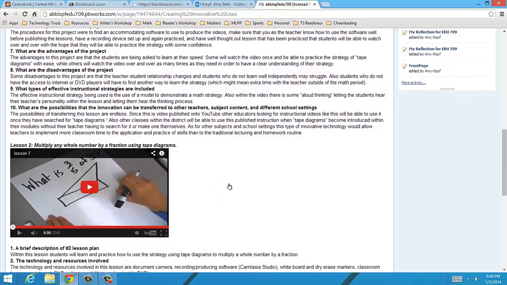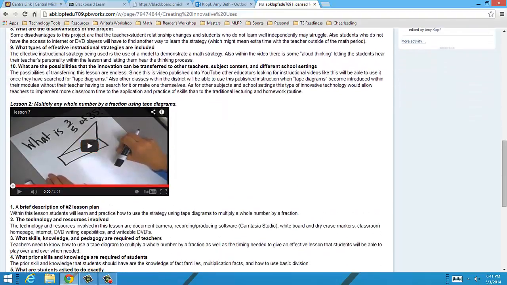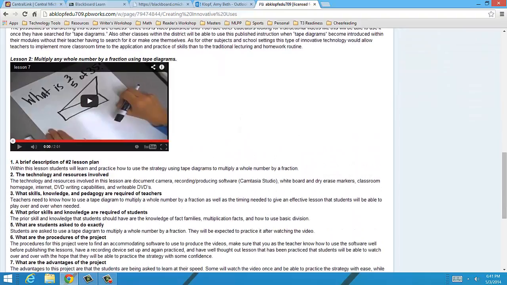As we move on, my second lesson is also a part of the Engage New York, and this was lesson 7 of module 4. A little bit longer. Again, I had some volume issues, but I really wanted to complete it. It took the previous lesson about tape diagrams and multiplying any whole number by a fraction, allowing them to see the question, see the problem being asked, and then be able to use it. Same skills are needed here. Same technology is needed here.